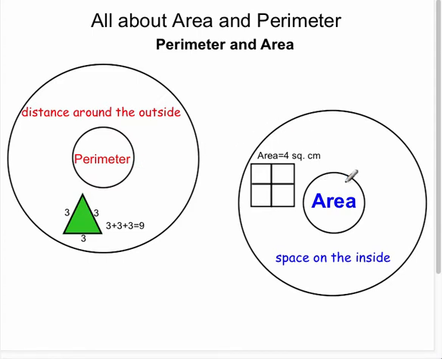The second circle shows what area is. Area is the opposite. Instead of the outside, it is the space on the inside of a shape. And there's an example drawn over here. This is a square, and if we look at the inside, there are 4 little squares inside of the bigger square. So we can say the area is 4 square centimeters.